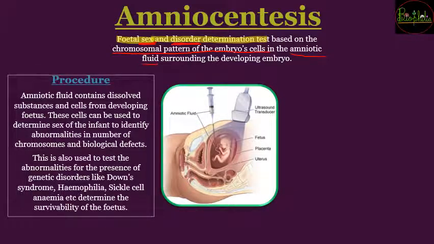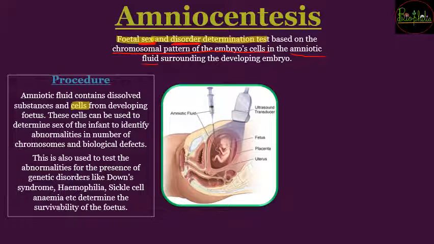So first of all, the amniotic fluid which is surrounding the embryo is going to have dissolved substances as well as the cells. So ये जो cells हैं developing fetus के, every time it grows, after a certain amount of time the cells are going to shed into the amniotic fluid. So जब amniotic fluid needle के साथ extract करते हैं, you are going to get some cells through it.